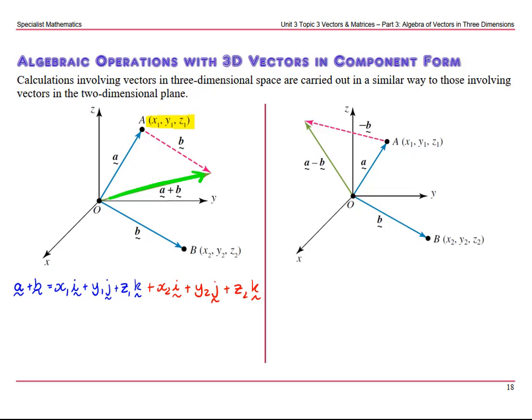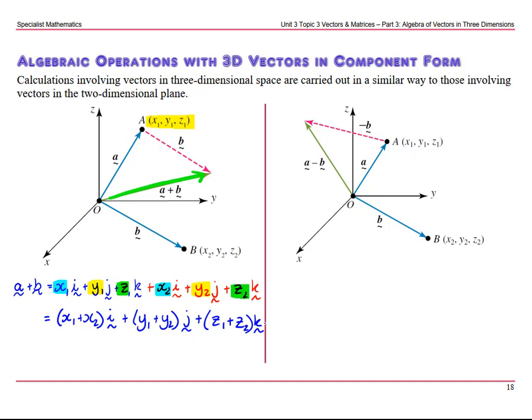So all we do is add the corresponding values. So it becomes (x1 plus x2)i plus (y1 plus y2)j plus (z1 plus z2)k.